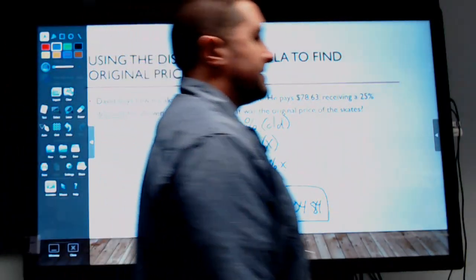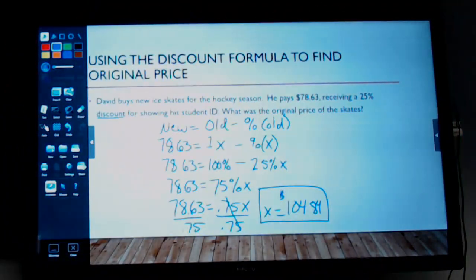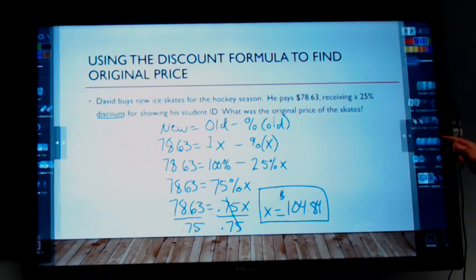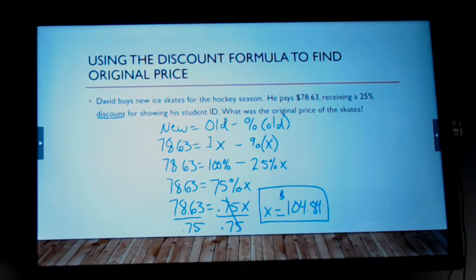So this was an original price problem, mainly because finding the price after the discount is really considered easy. So working backwards to find the original price is the more difficult one, and actually what you're going to see more often. Any questions about finding original price?